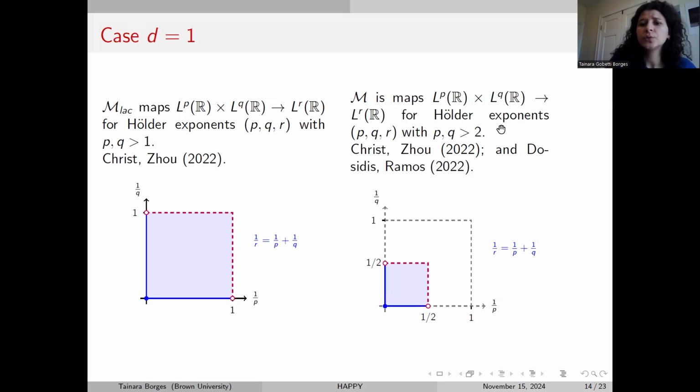When it comes to the supremum over all positive t, the bilinear spherical maximal function in d equals 1, the picture changes radically from the one that we had from Jeong and Lee, and you only get this square of side 1/2 around the origin. This was done by Christ and Zhou and another author almost independently, but with proofs that in spirit use similar ideas.